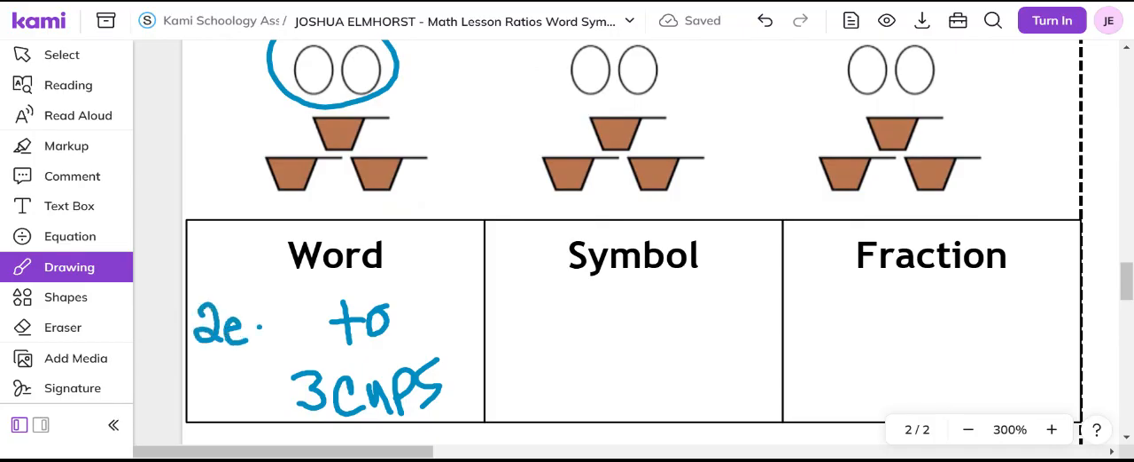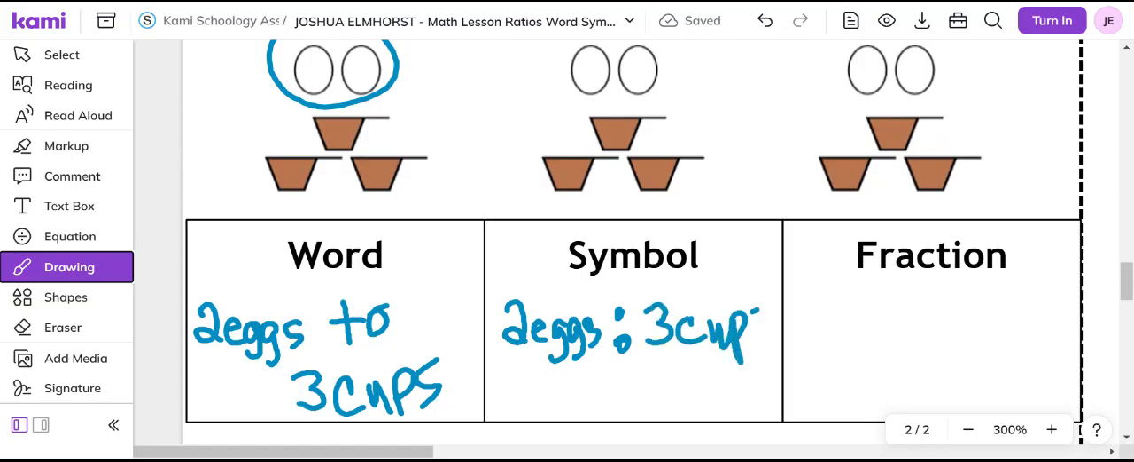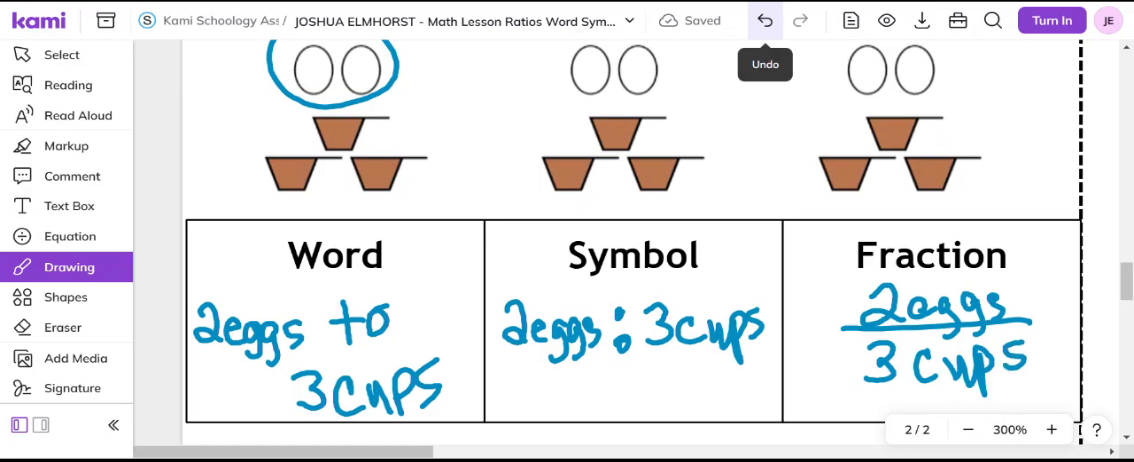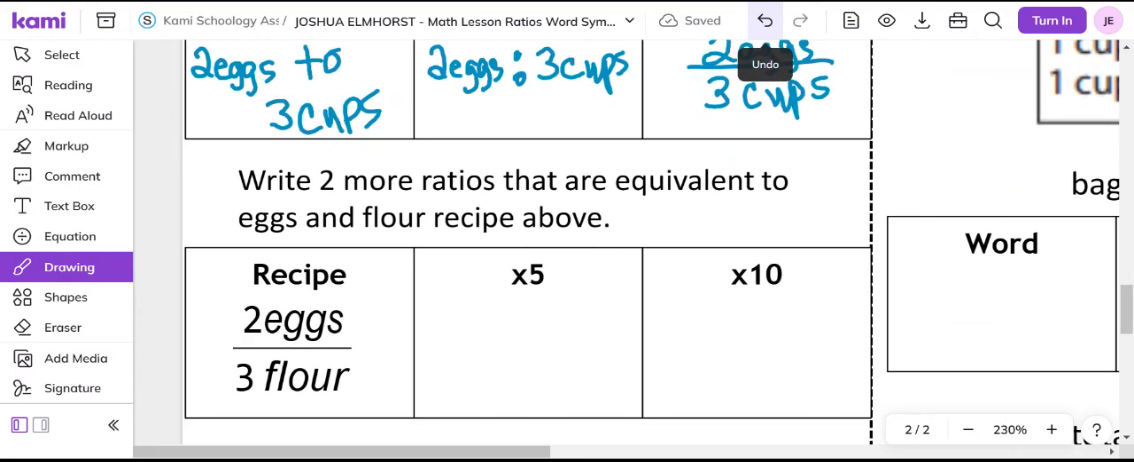So we have two eggs to three cups. And then in symbol form, we have two eggs, and then we put in this colon instead of the word "to," and then three cups. And then in fraction form, we're going to do two eggs, and then we have three cups. There we go. So just two more examples.